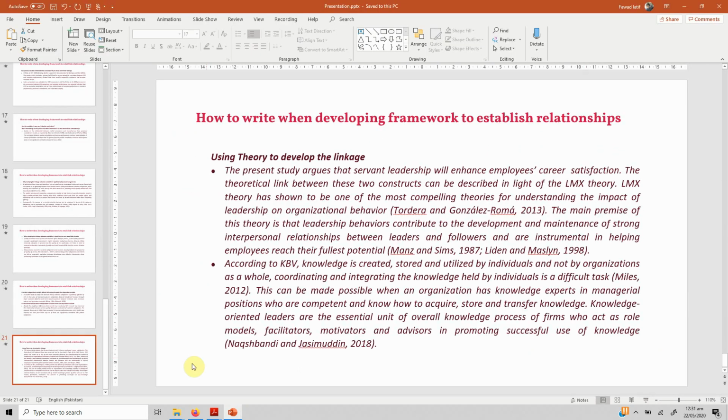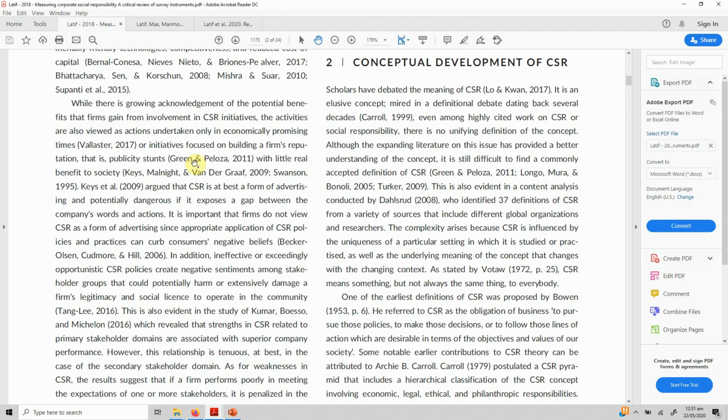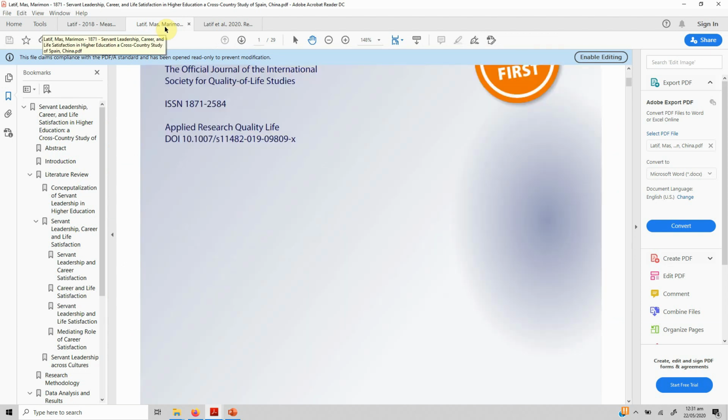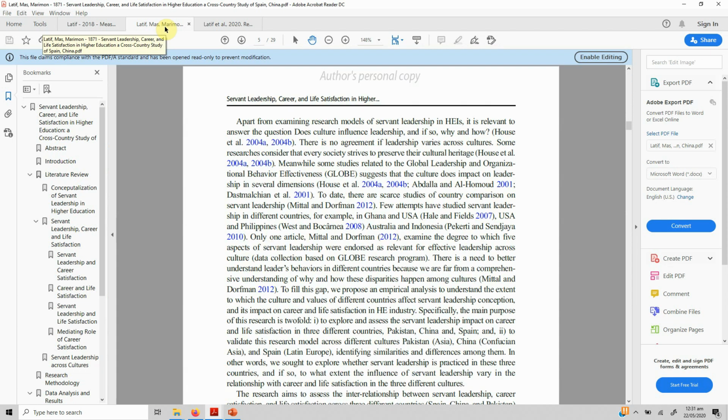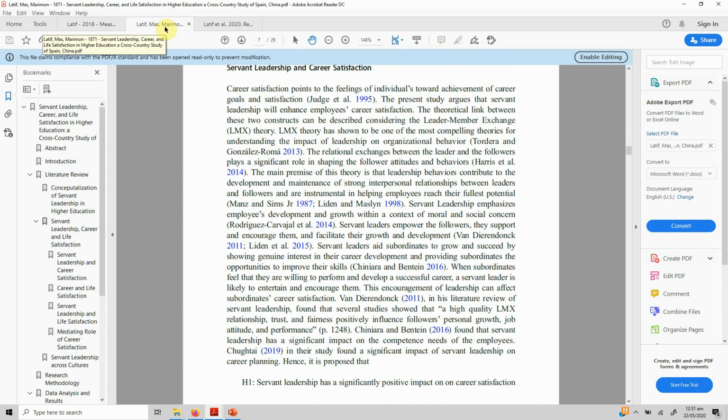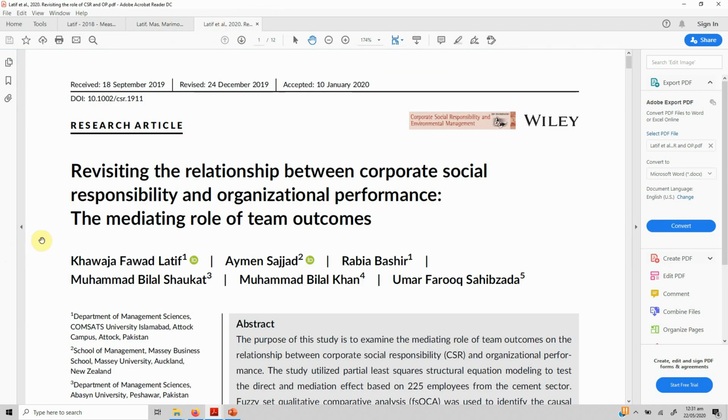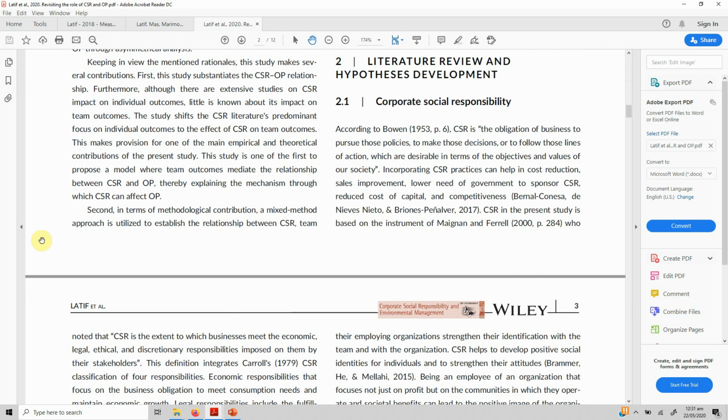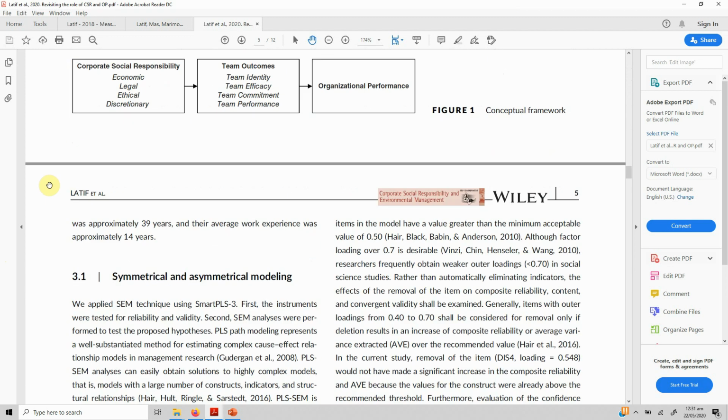Now, looking at some of these papers, obviously this paper has been discussed. This is another paper where the relationship between servant leadership and career satisfaction was established using a theory, that is the LMX theory, and then the hypothesis was proposed. Another paper, this is how the conceptualization was done. Now, what was done in this paper is that it looked into this framework: impact of corporate social responsibility on organizational performance with the mediating role of team outcomes.